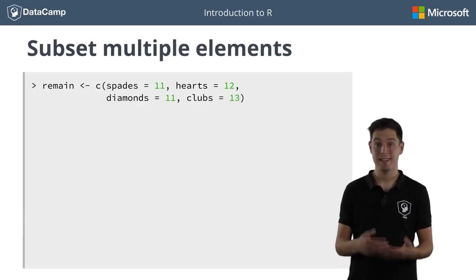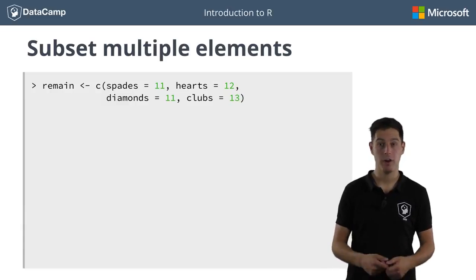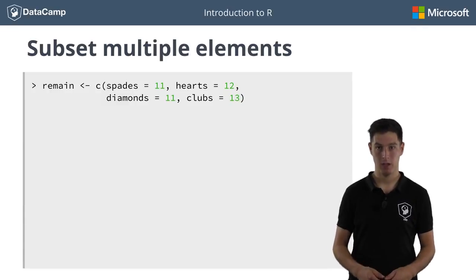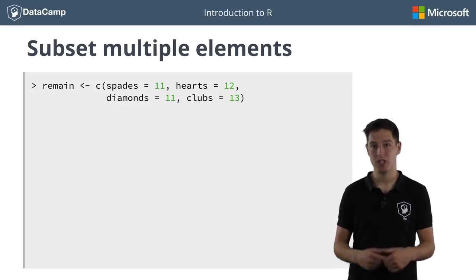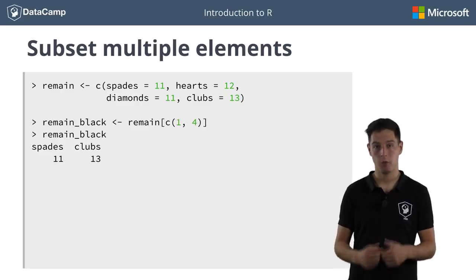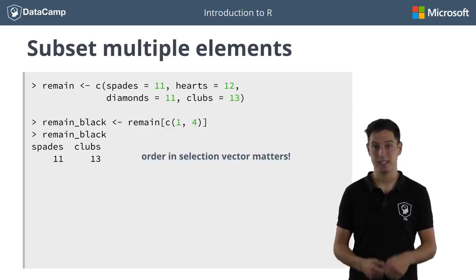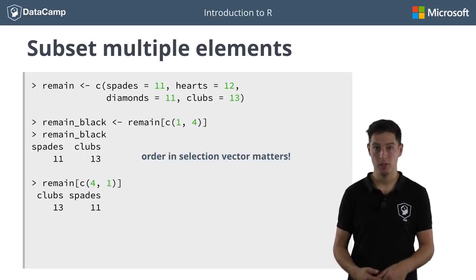Suppose now you want to select the elements in a vector that give the remaining spades and clubs in a one-liner and store them in a new variable remain_black. Instead of using a single number inside the square brackets, you can use a vector to specify which indices you want to select. Because spades are at index 1 and clubs at index 4, you use a vector containing 1 and 4 inside the square brackets. How the resulting vector is ordered depends on the order of the indices inside the selection vector. If you change c(1, 4) to c(4, 1), you will get a vector where the clubs come first.